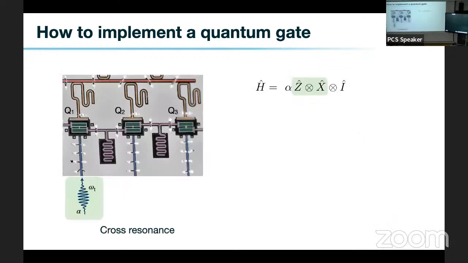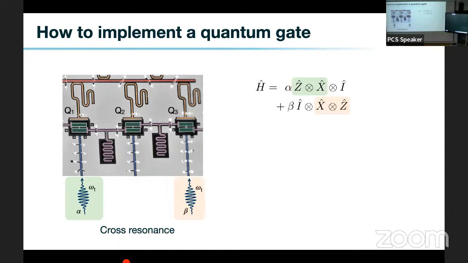So let me consider the experimental situation where there are 3 qubits, and each qubit is connected in a linear chain. To activate the interaction between Q1 and Q2, I can apply a drive to Q1 at Q2's Larmor frequency. That's the reason why I call this the cross Larmor effect. If we use this effect, then the interaction Hamiltonian is given in this way, and the interaction amplitude is controlled by the drive amplitude.